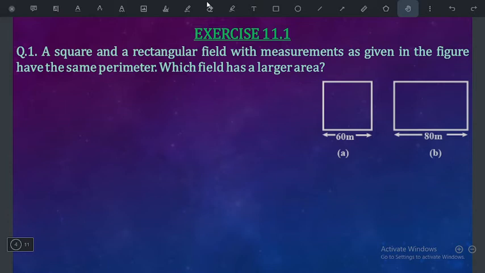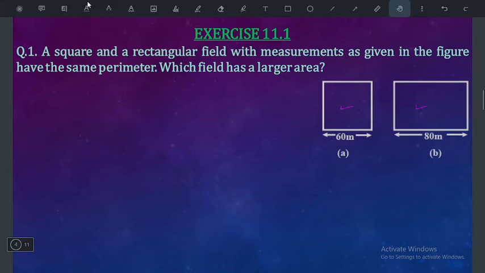फिर यहाँ पे आइए एक्सरसाइज 11.1 में, ताकि आपको ये सारे क्वेश्चंस जो मैं करवाऊंगा उसमें जो जो फॉर्मूला यूज़ करूंगा वो आपको अच्छे से पता चल जाए। ठीक है, चलो क्वेश्चन नंबर 1। A square and a rectangular field with measurements as given in the figure have the same perimeter. Which field has larger area? Okay, what does the question say? Question says a square and rectangular field. This is our square field, this is our rectangular field.